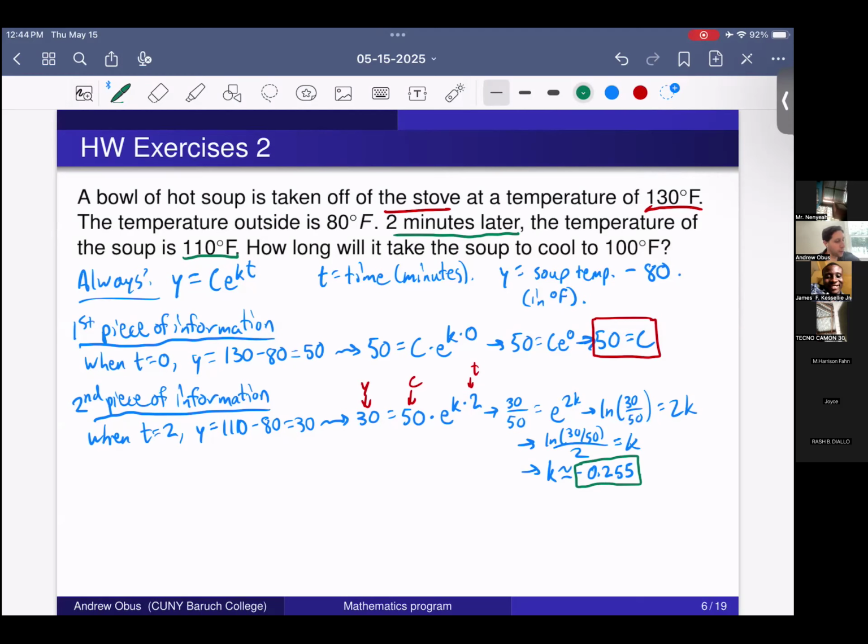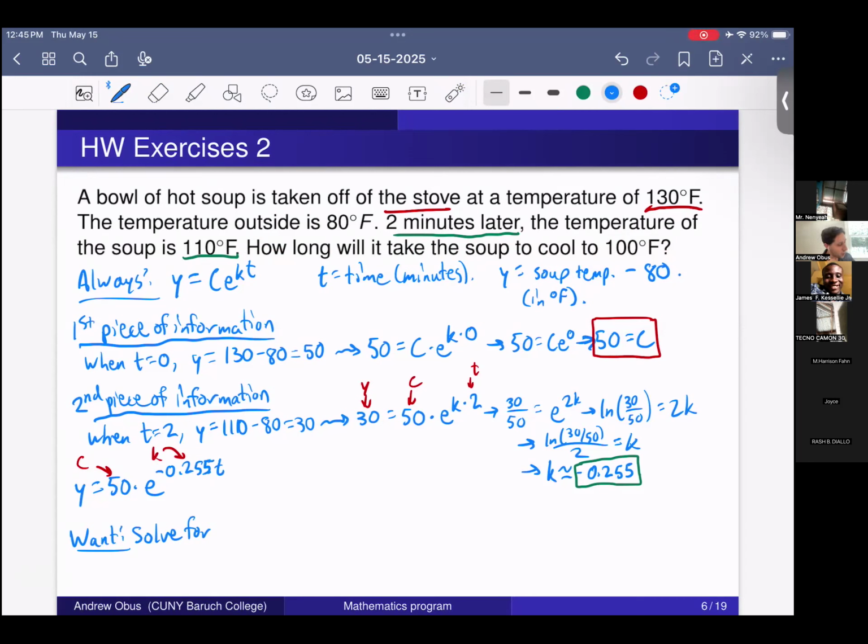Okay, so now we know what the equation looks like. We've solved for k and we've solved for c. So we have that y is equal to 50 times e to the minus 0.255t. This is our c, and this is our k. And now what does the actual question say? It says, how long will it take the soup to cool to 100 degrees Fahrenheit? So what we want is to solve for t. Oh, sorry, this shouldn't say k, this should be t.